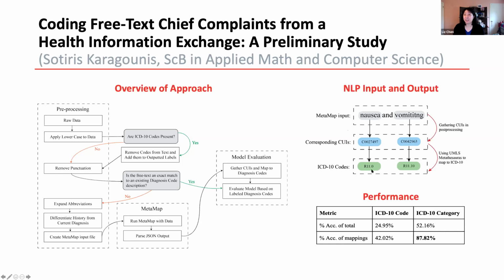But to go from here to here required a lot of pre-processing and studying the data. Sometimes the codes themselves are even in the chief complaint, so we tried to get those out, ran MetaMap, and then did the evaluation. Initially, because of the granularity of ICD codes, the performance wasn't that great. But once we did higher level grouping, the performance was a little better. So again, an example of the use of NLP to take free text and turn it into structured data.